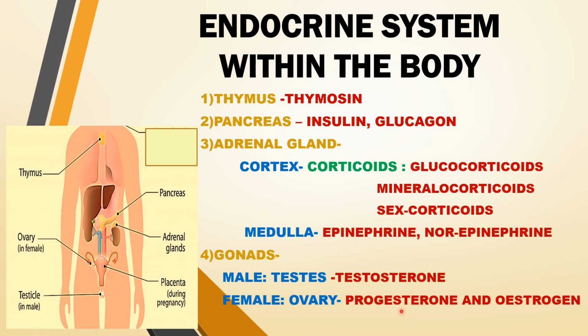Then progesterone helps in the development of placenta during pregnancy. The level of the hormone will be high throughout the gestation period, that is the pregnancy period, and it helps in maintaining the pregnancy. So these are the endocrine glands within the body: the thymus, the pancreas, the adrenal glands, the gonads like ovary and testis, etc.